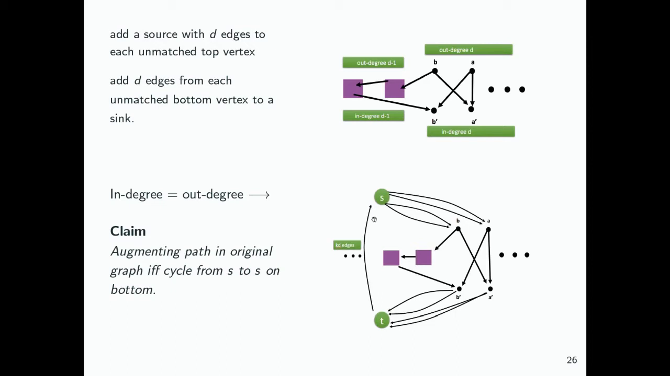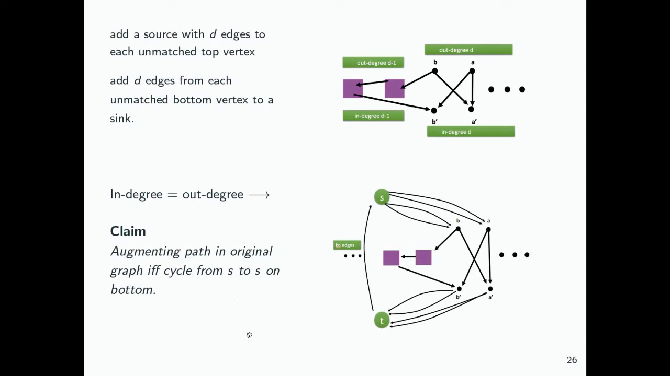So what I'm going to do is add two vertices, let's say S and T. S will have d edges to each of these vertices that had out degree d. And there'll be d edges from each of the vertices that had in degree d to T. And then I'm going to also have the same number of edges coming into S, which is equal to the number of edges going out of T, from T to S. So the result of this transformation is that the in degree in this final graph at every node is equal to its out degree. Moreover, if there is an augmenting path in the original graph, for example, this one that we were looking at before, then there's a corresponding path in the new graph from S back to itself.